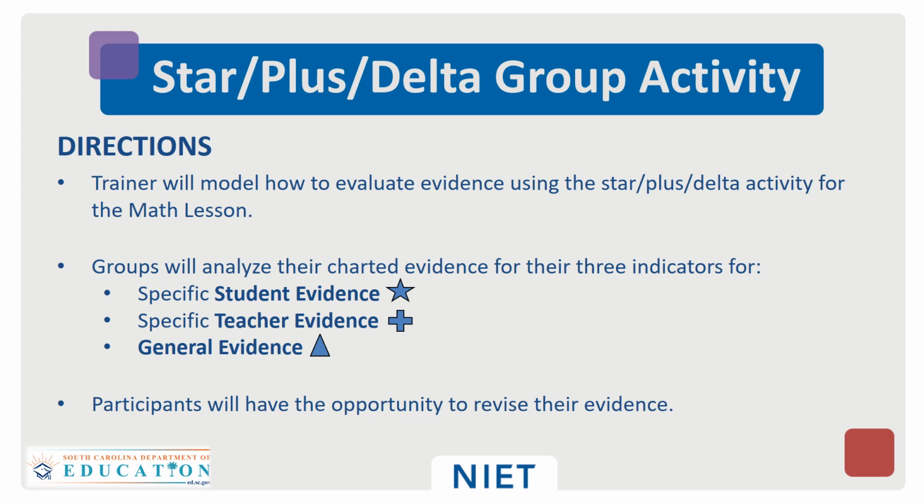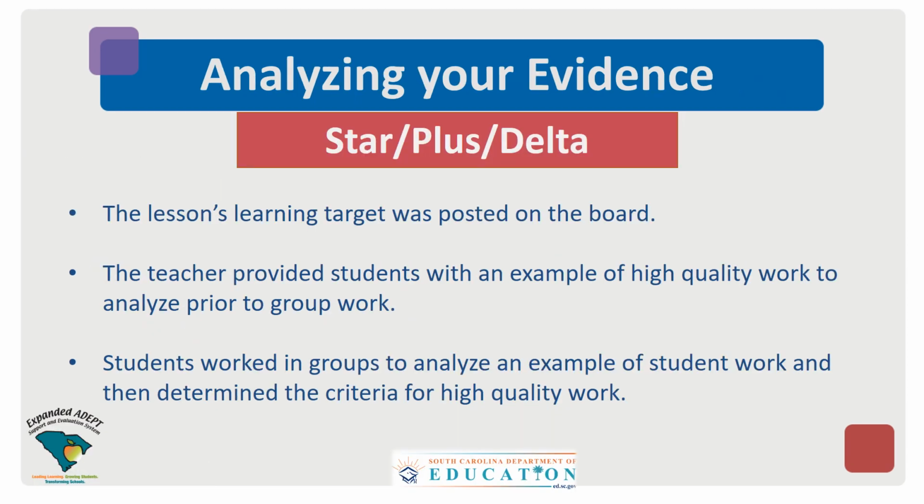Groups will then return the chart paper to the original group. That group will then review the labels and then go back through their evidence, trying to strengthen each piece of general evidence into either a student piece of evidence or a teacher piece of evidence. Before groups begin their work, you should show slide 40, shown here, that contains evidence of each type.